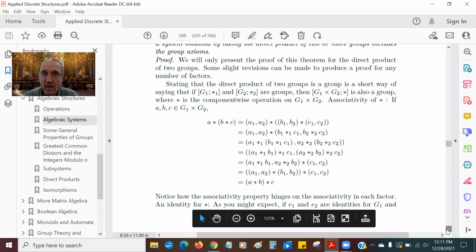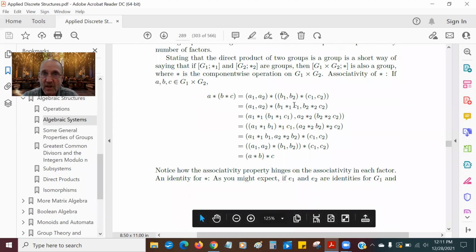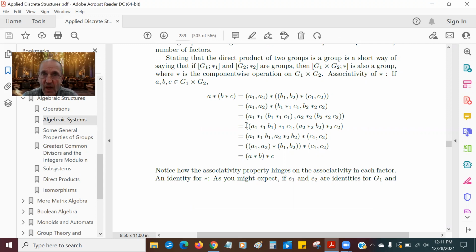And now that I have this, I star A1 and A2 with this guy here. So it gives me A1 star parentheses B1 star C1, and A2 star parentheses B2 star C2. And since these are associative, each individual, this is all from G1, that's all from G2, and I know that individually they're associative, so I can move the parentheses. Once I move the parentheses, I can go from this step down to here.